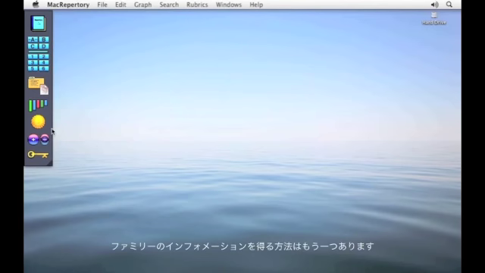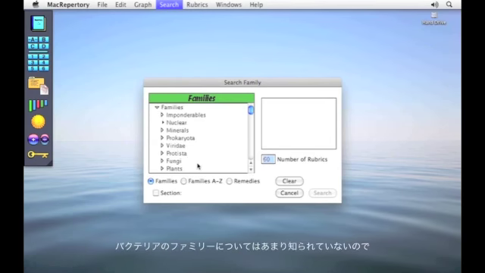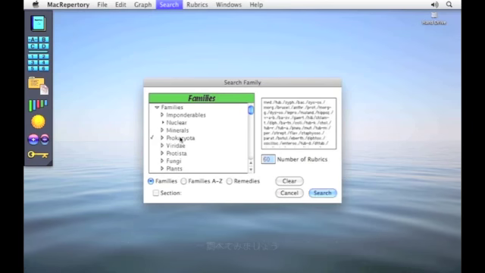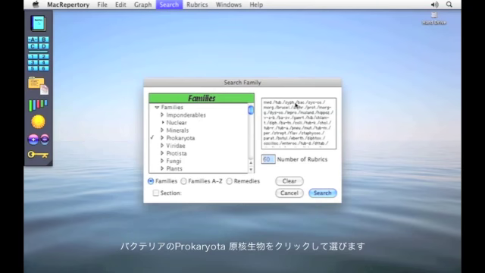There's another way of getting information about families. In this search, you select the family that you're interested in. In this case, I don't know very much about bacteria. We call the bacteria nosodes in homeopathy, but really they're bacteria, or virus. And it'd be interesting to know if there's a similarity between the bacteria. So we just click on prokaryotes, which is bacteria, and say search.